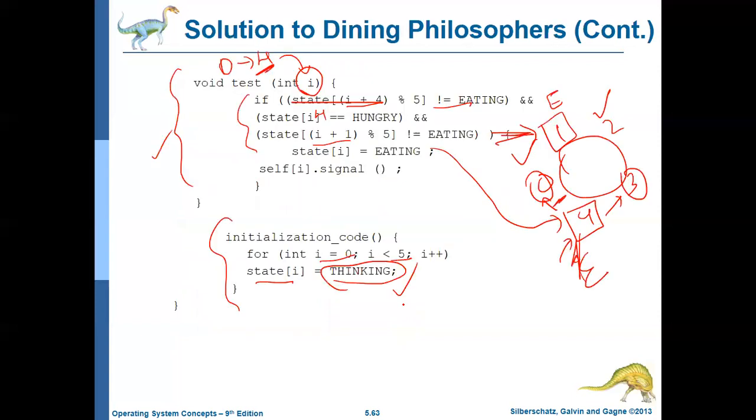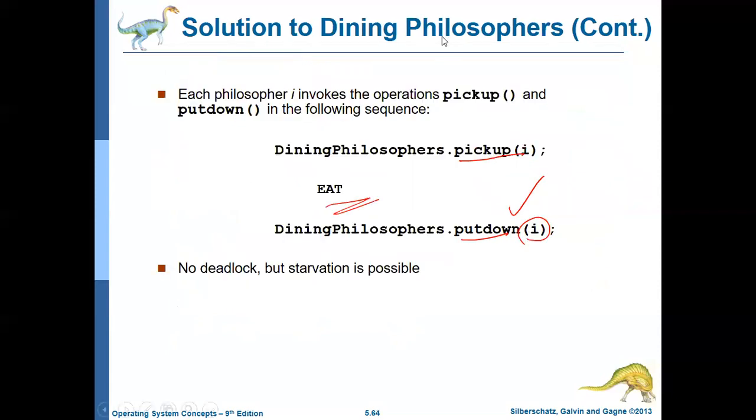So this is the initial state of the monitor, then the pickup function and the put down function, and in between the testing function. So this is an example of how a monitor can be implemented using dining philosophers. So I hope this is clear.